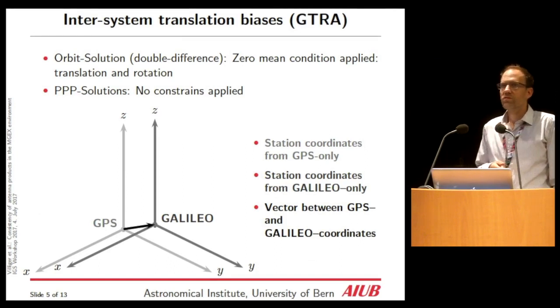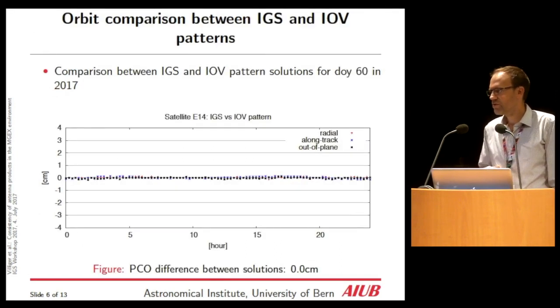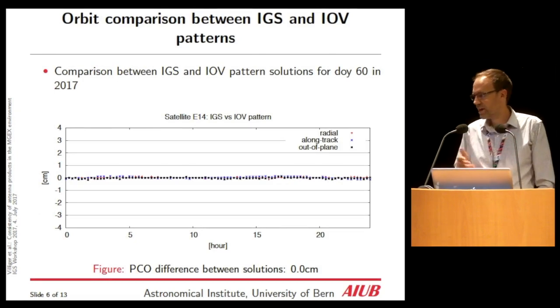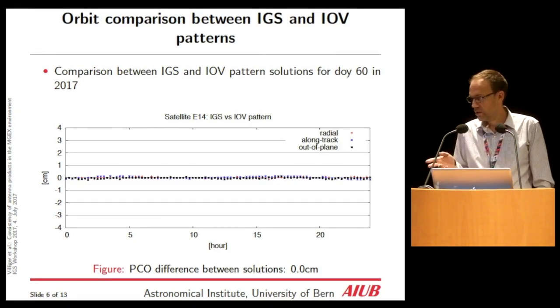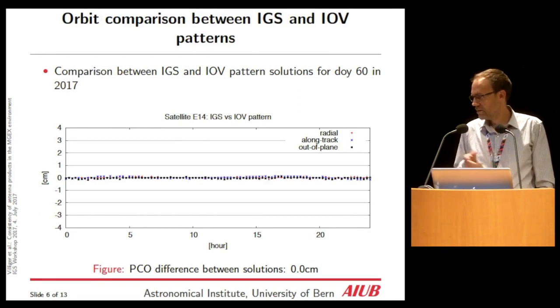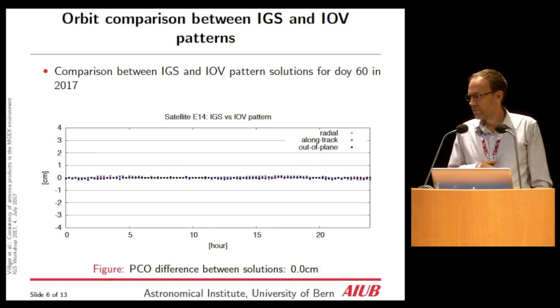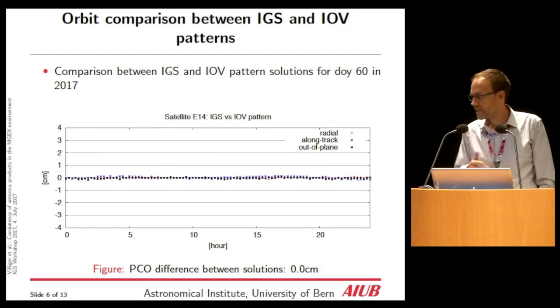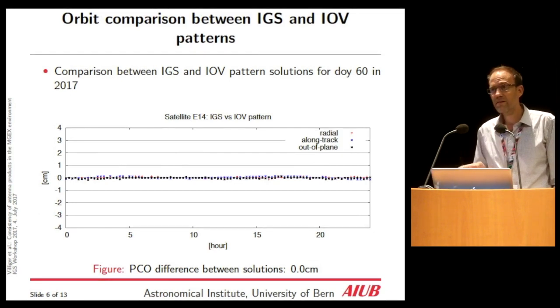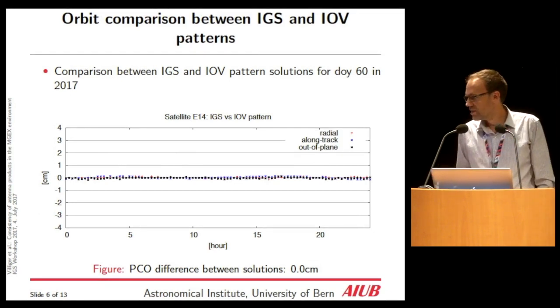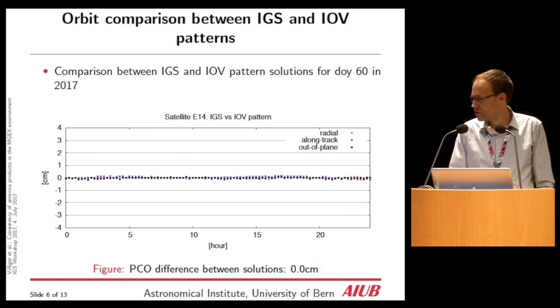Now I want to go directly into the results. Firstly, I want to show the results of the orbit comparisons between the IGS and the IOV patterns. We see here the first plot. This is the orbit comparison for day 60 for the satellite E14. As I mentioned, the satellite E14 is a FOC satellite, so we have used the same patterns in both solutions. We see they are both quite similar, as to be expected, as I haven't changed the values.